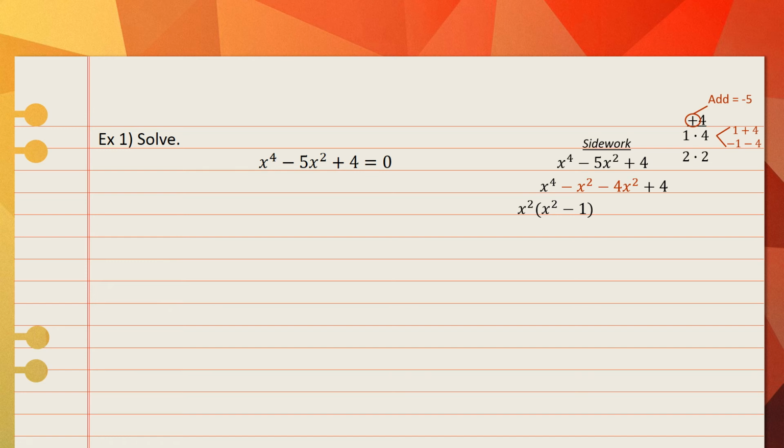Now we look at the last 2 terms. Negative 4x squared plus 4. In their GCF, it's not 4, but negative 4, which leaves you with x squared minus 1. Since we factored the first 2 and the last 2, now we look at the problem again. Do we have a common factor? And it turns out we do. Notice x squared minus 1 appears in both places, so that is our GCF. And when we factor that out, it leaves us with x squared minus 4.